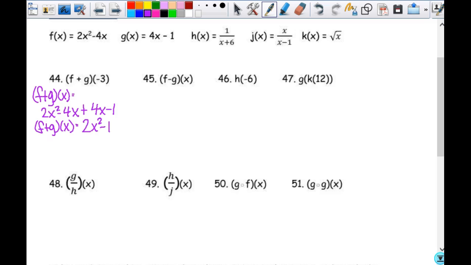So then I can insert the negative 3. So that's going to give me 2 times negative 3 squared minus 1, so that's 9 times 2, which is 18, minus 1 gives me 17. So this is 17.